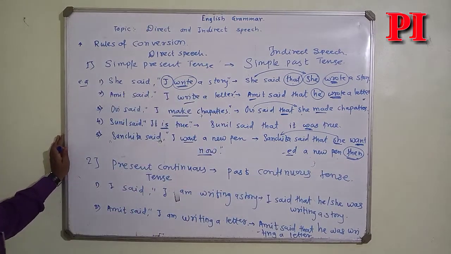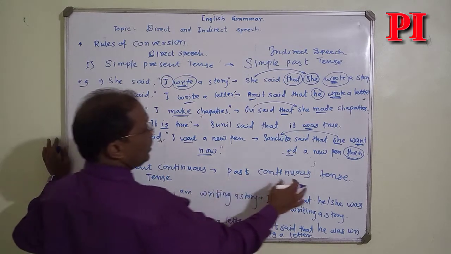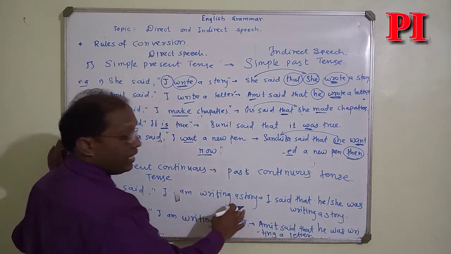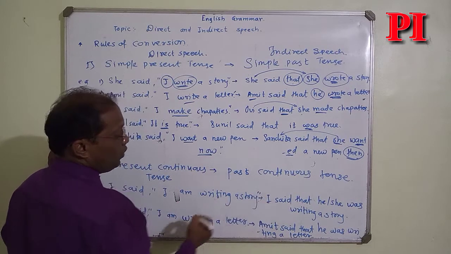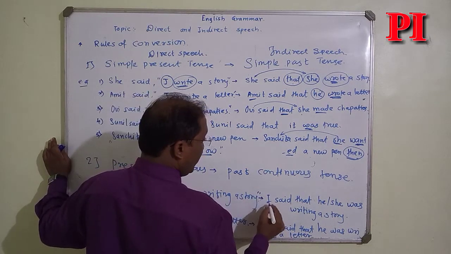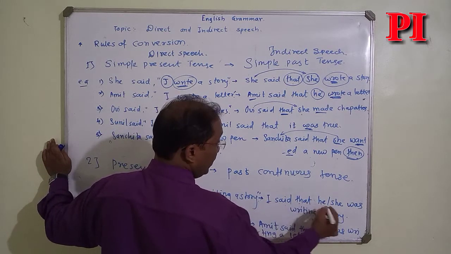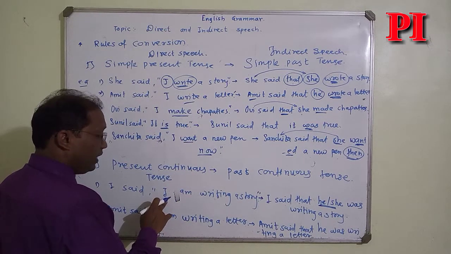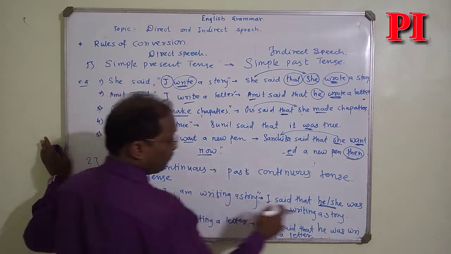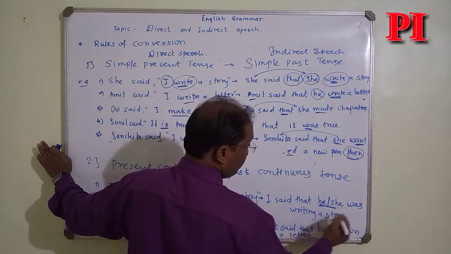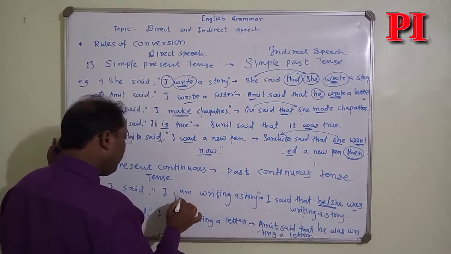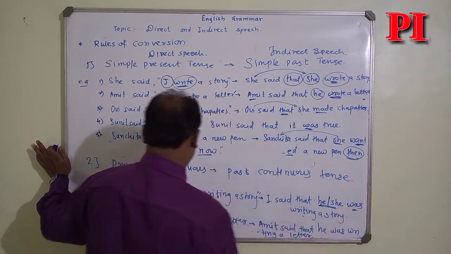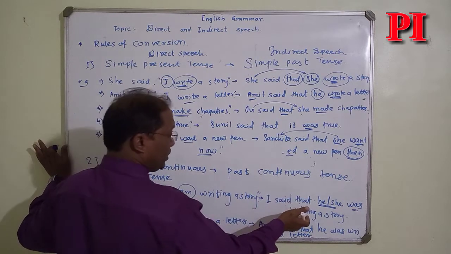Then present continuous tense is the next tense, converted into the past continuous tense. Let's see. I said, comma, in double inverted commas, "I am writing a story." This is the same tense. Then we should convert it into indirect speech. I said that he, she. "I" is, we don't know who the speaker is, whose speaker is there. Otherwise he, otherwise she. So we use he and she. "Was writing a story." "Am" converted into "was," the past to-be verb, then "writing a story" as it is. Present continuous tense is converted into past continuous tense.